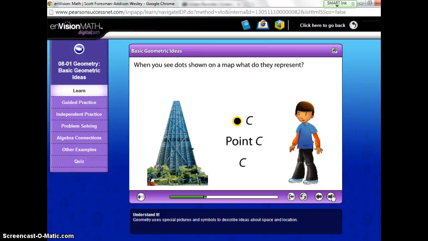Darius. They represent cities or locations. A dot represents a location. That's right.